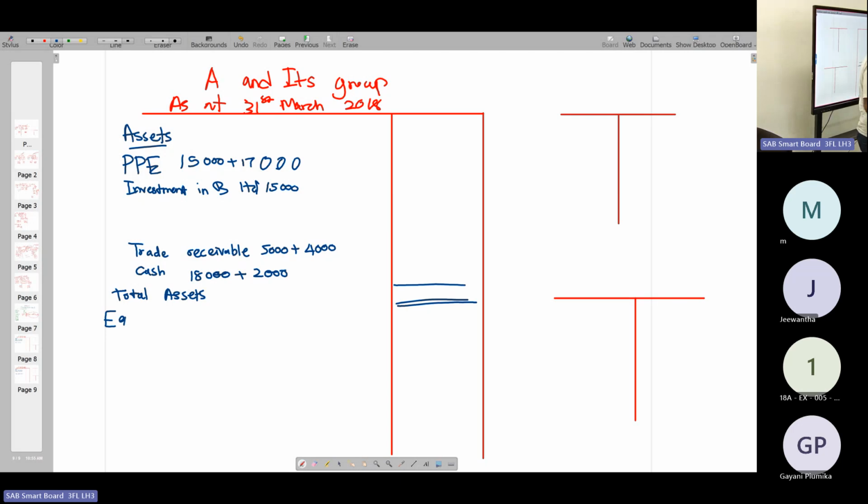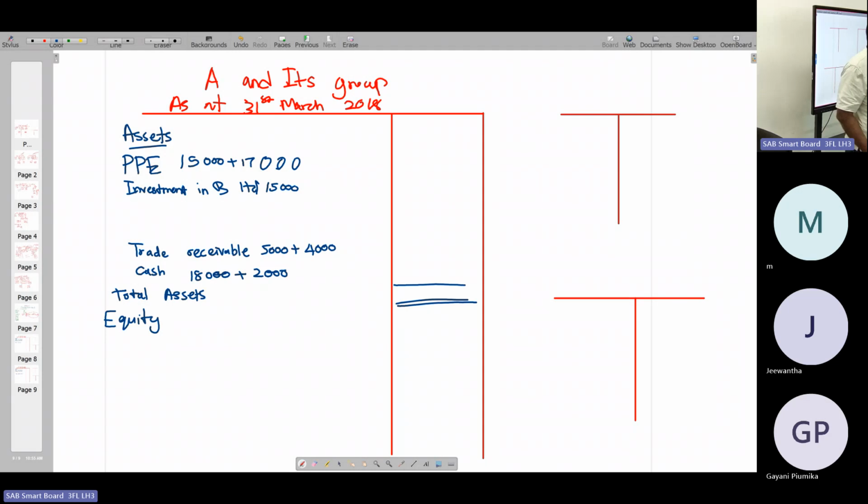Just write equity. Sometimes share capital and retained earnings would be given. 26,000 plus 26,000.